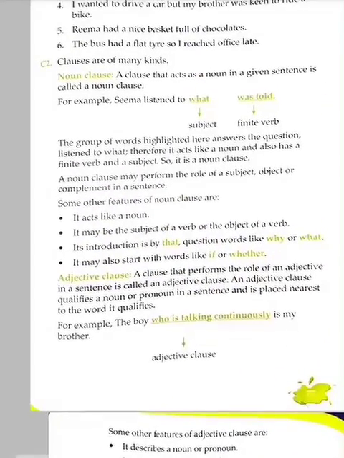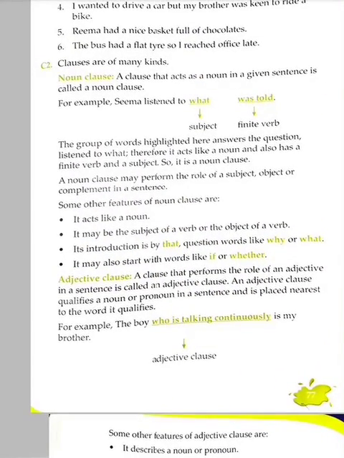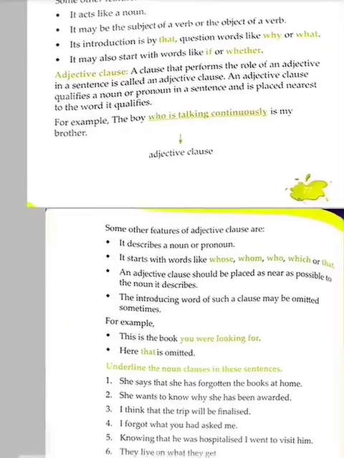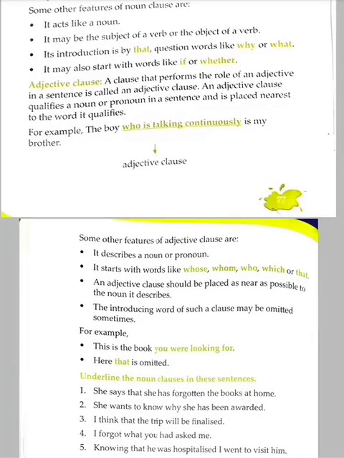Now let's see here what is given. Some other features of a noun clause are: as it acts like a noun, it may be the subject of the verb or object of the verb. All these are qualities of a noun. Its introduction is by "that" or question words like why, what. Okay, let's come to the adjective clause. See the example of an adjective clause: the boy who is talking continuously. Here, "who is talking continuously" is describing the boy. So this is a describing part, thus it is an adjective clause.